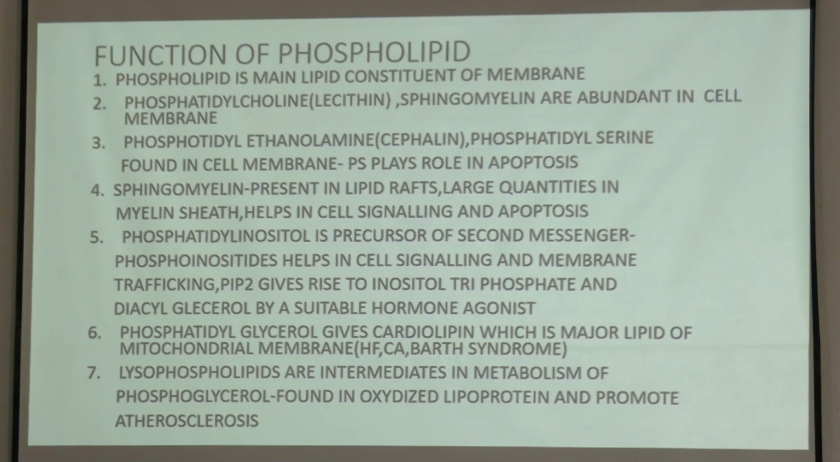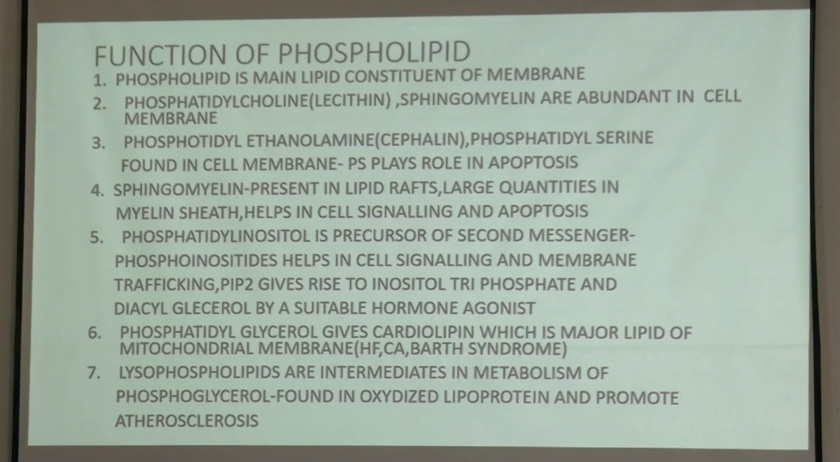Then number 6, phosphatidylglycerol gives cardiolipin. Cardiolipin is a major lipid of the mitochondrial membrane, inner mitochondrial membrane. Without cardiolipin, there will be heart failure, cancer and Barth syndrome.